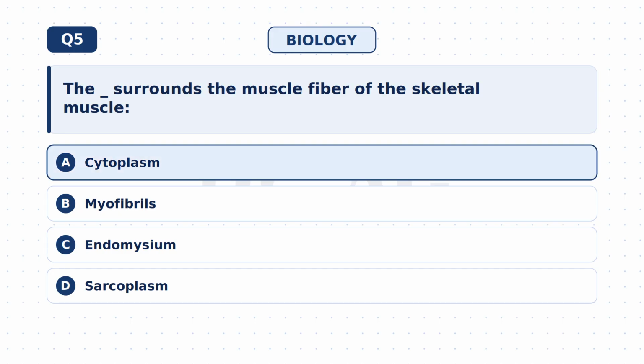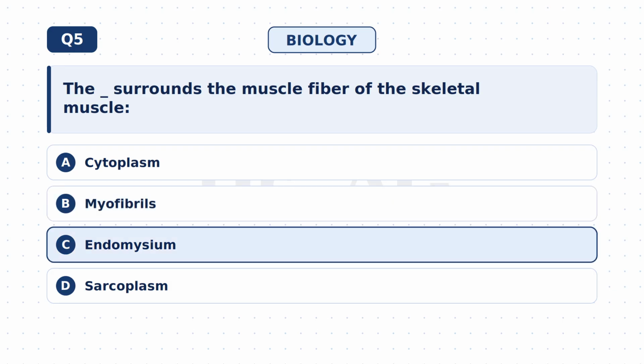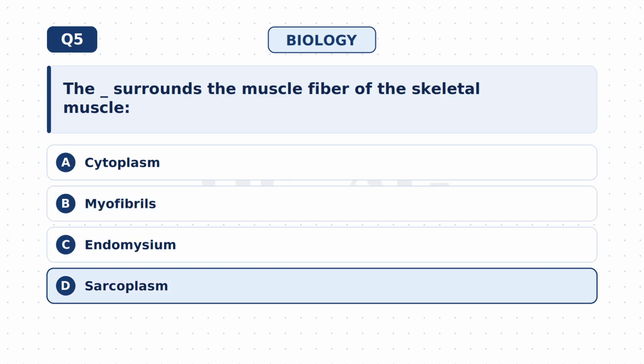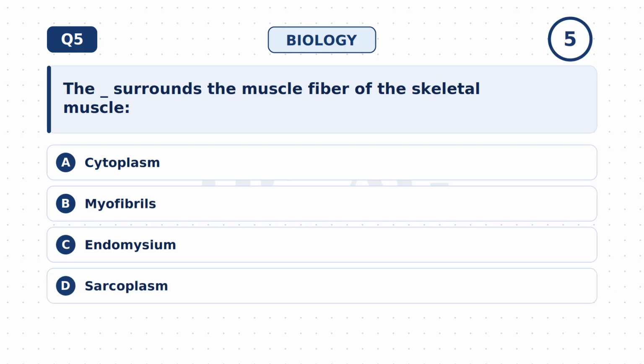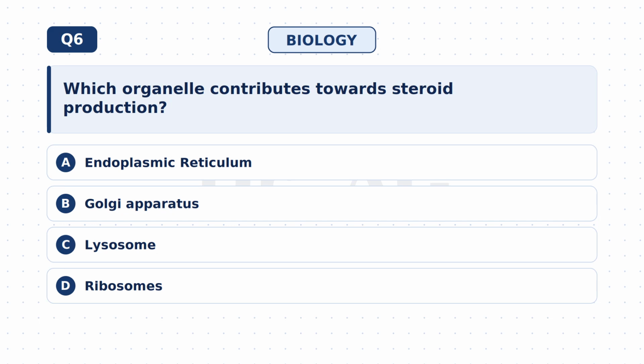Question 5. The blank surrounds the muscle fiber of the skeletal muscle. Option A. Cytoplasm. Option B. Myofibrils. Option C. Endomysium. Option D. Sarcoplasm. The correct answer is C. Endomysium.